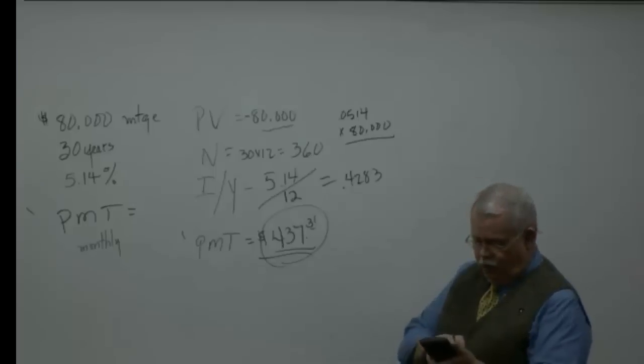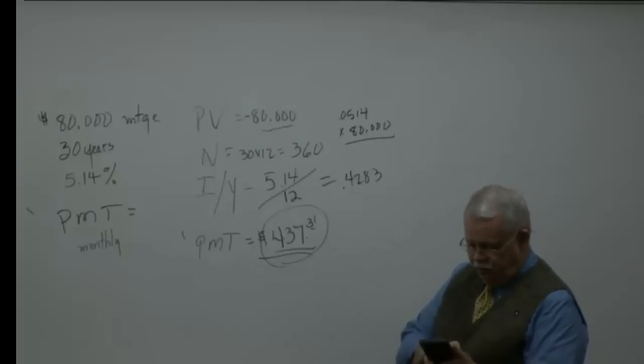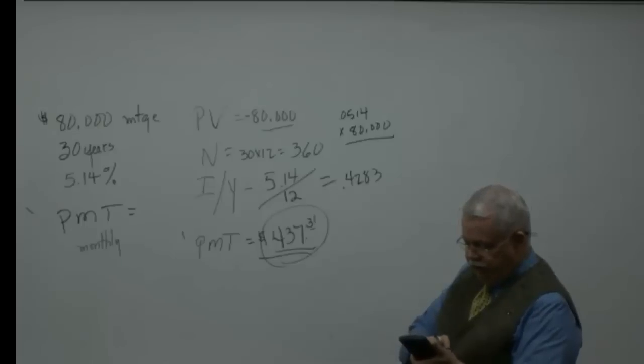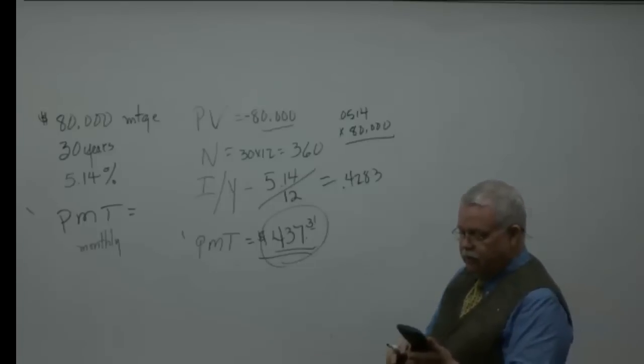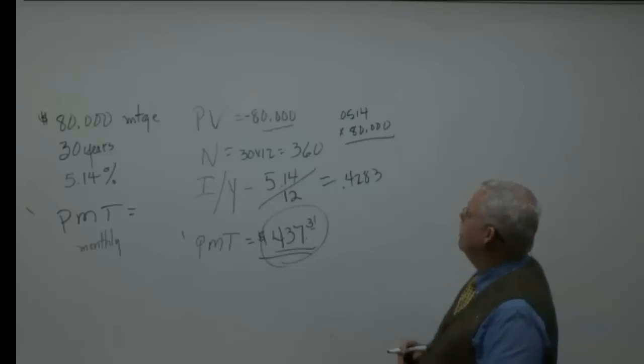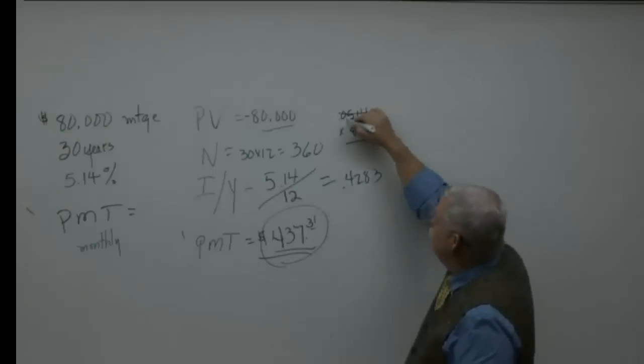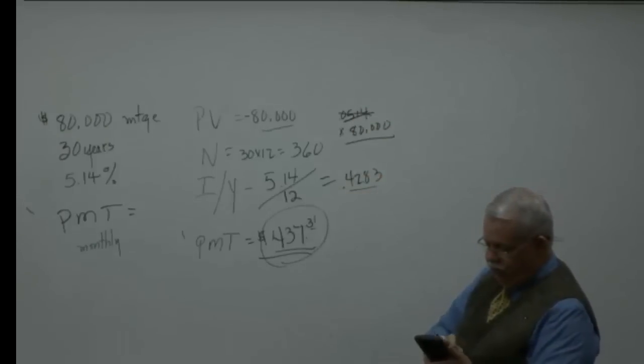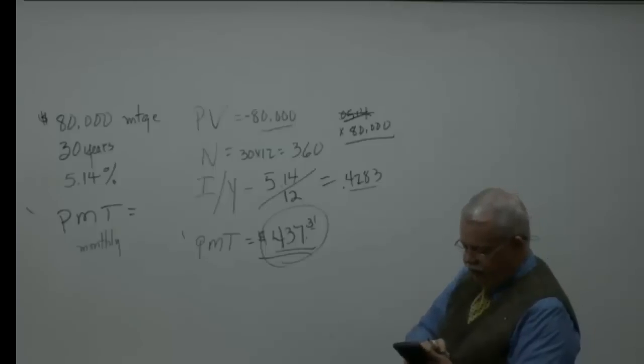What are we doing? .0514 times 80,000. That's not right, I'm sorry. 41,120. I'm sorry. Take the monthly rate. Oh, wow. Okay. .4283 times 80,000.